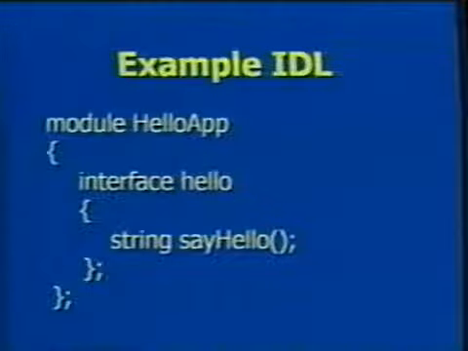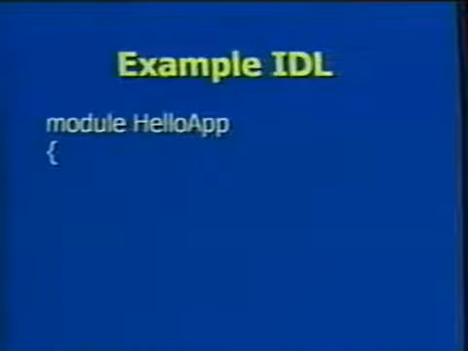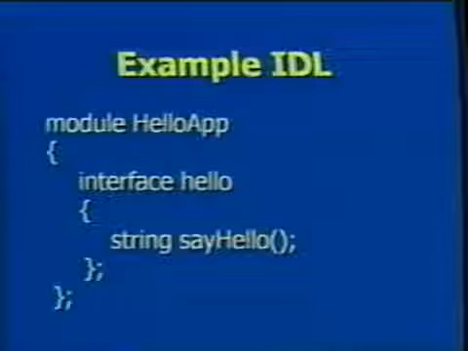Now, an example IDL using the Java CORBA mappings here looks almost exactly the same as standard Java code. The only difference you'll notice here is the keyword module. We have module coming from the CORBA IDL that we saw earlier. Otherwise, this looks pretty much like standard Java. We have module HelloApp. That's followed by an interface Hello. And that interface is describing one single method, sayHello, which returns a string.